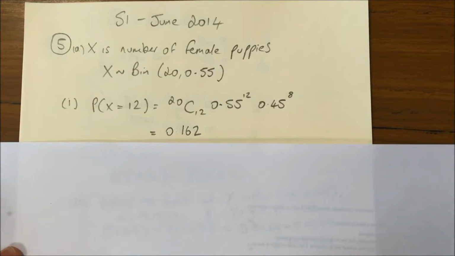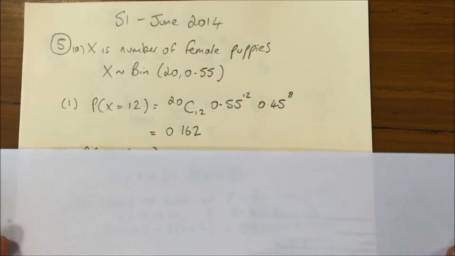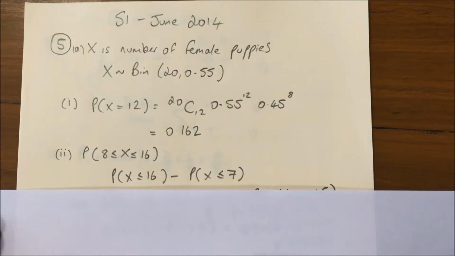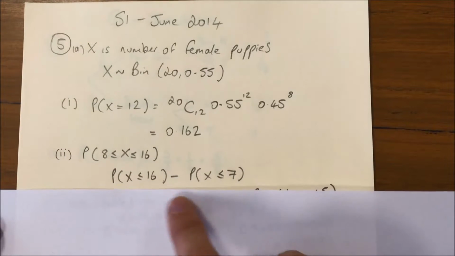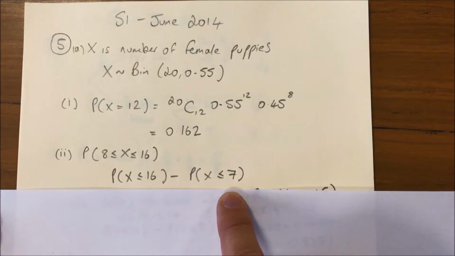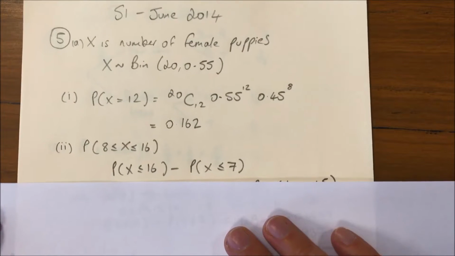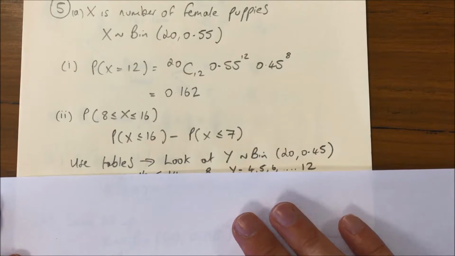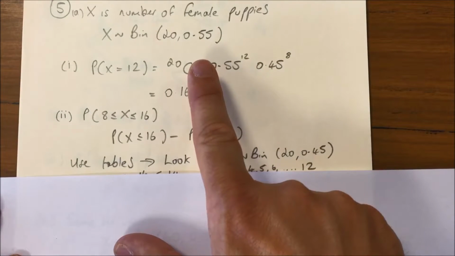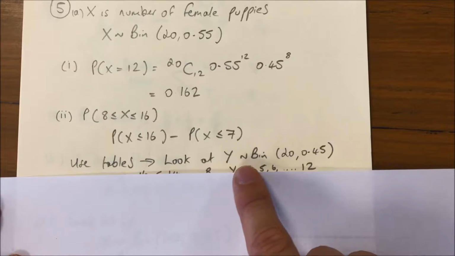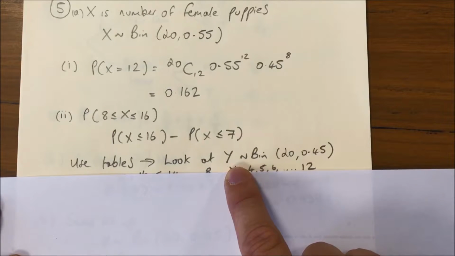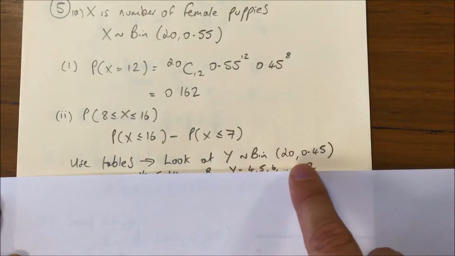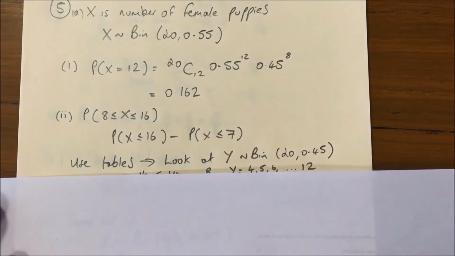For part B, for X to be inclusive of those values, I need X less than or equal to 16, take away X less than or equal to 7. So this is ready for me to look up in my binomial tables. Now, I can't look at the tables because P is 0.55 and it's too big. So I have to look at the opposite viewpoint of male puppies, where Y is binomial 20, 0.45.